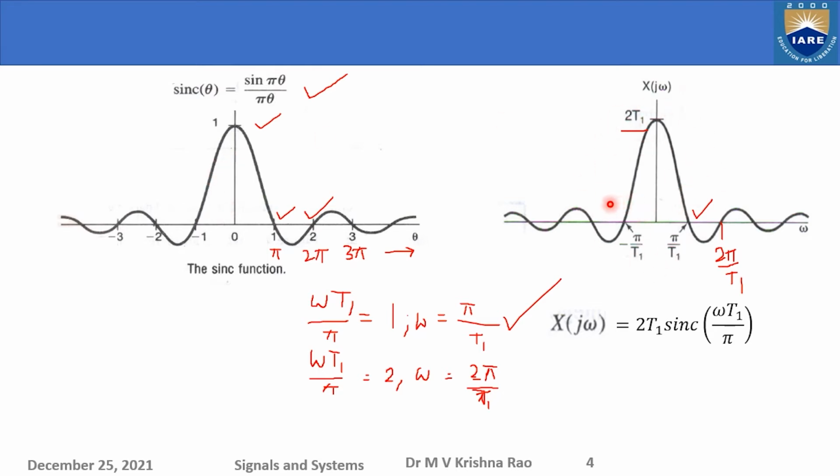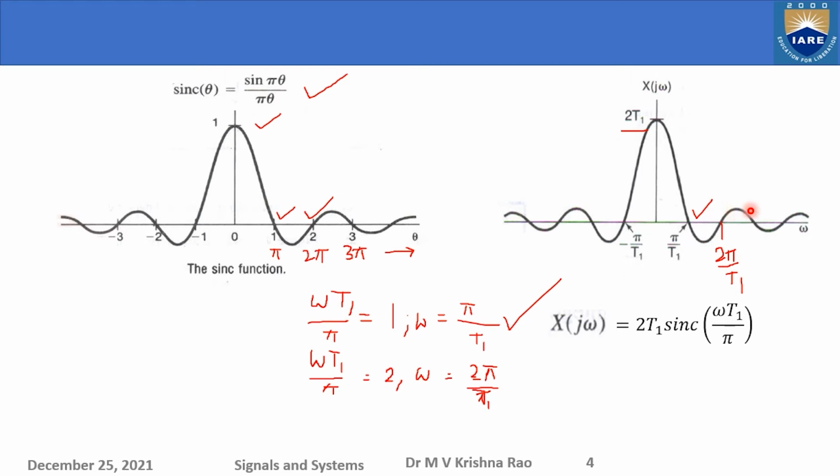Okay. So this is basically the standard sinc function, and when we convert this into our notation, whatever we got for our problem, the first null happens at pi by T1. First null happens at pi by T1. Same thing on the minus pi by T1 side. Second null happens at 2 pi by T1. Third null, 3 pi by T1.